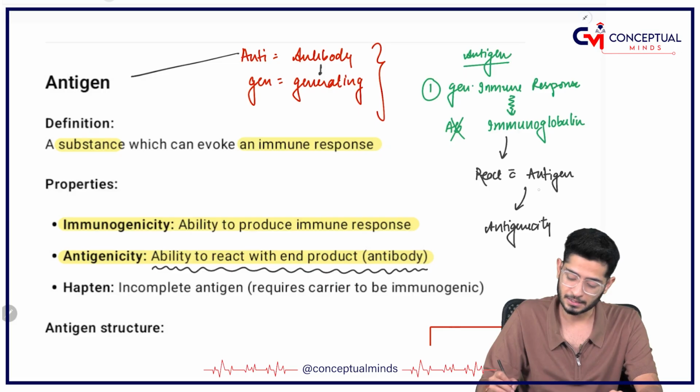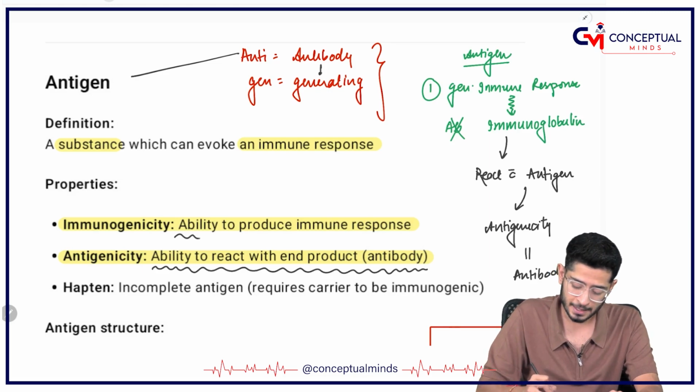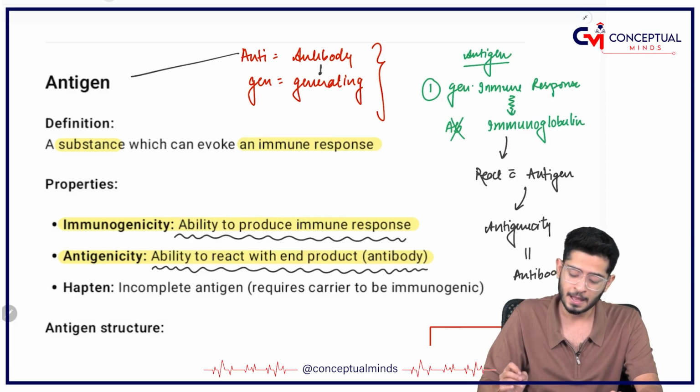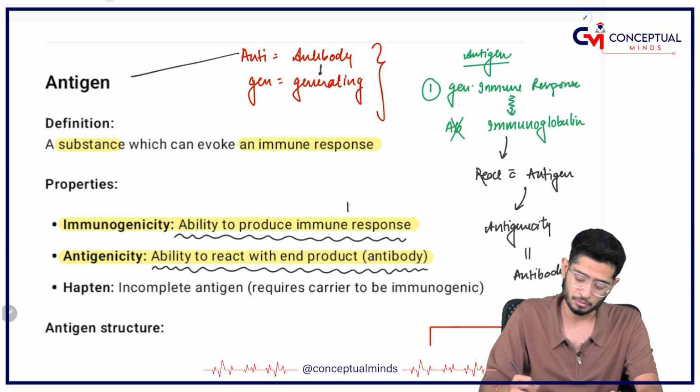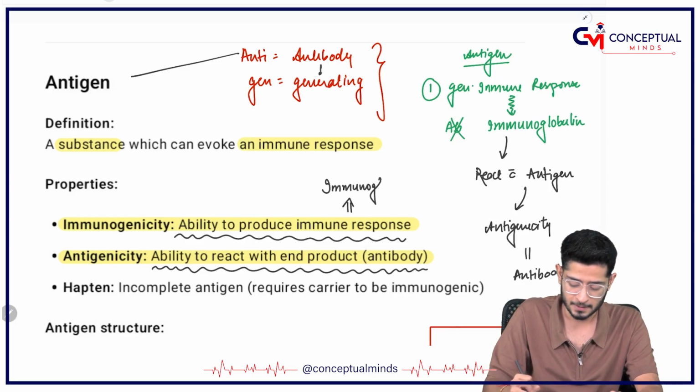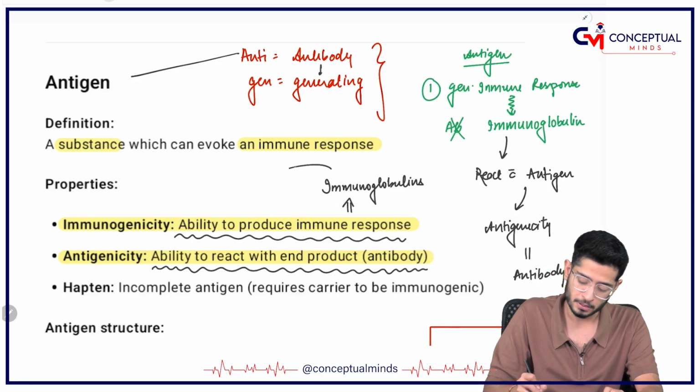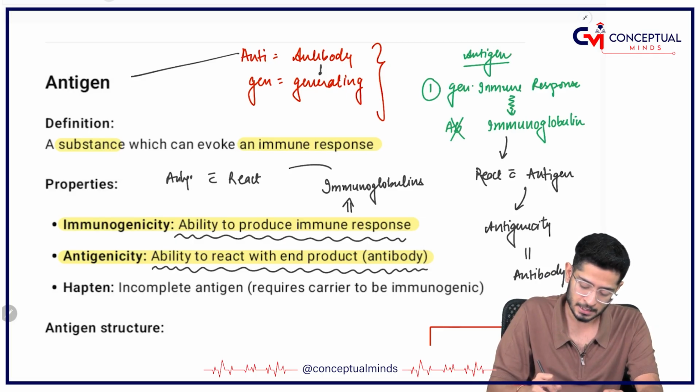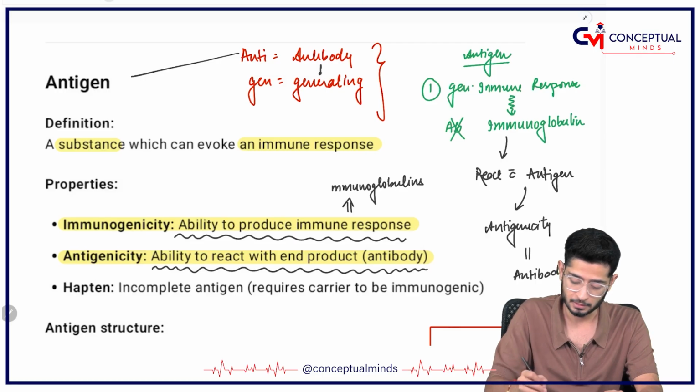So the one which reacts with the antigen, showing the antigenicity, is the antibody, the end product, whereas the ability to produce the immune response is called immunogenicity. Producing the immune response means producing the immunoglobulins and not the antibody, because when immunoglobulins react with the antigen, then it will be called an antibody. In fact, we will discuss this further also.